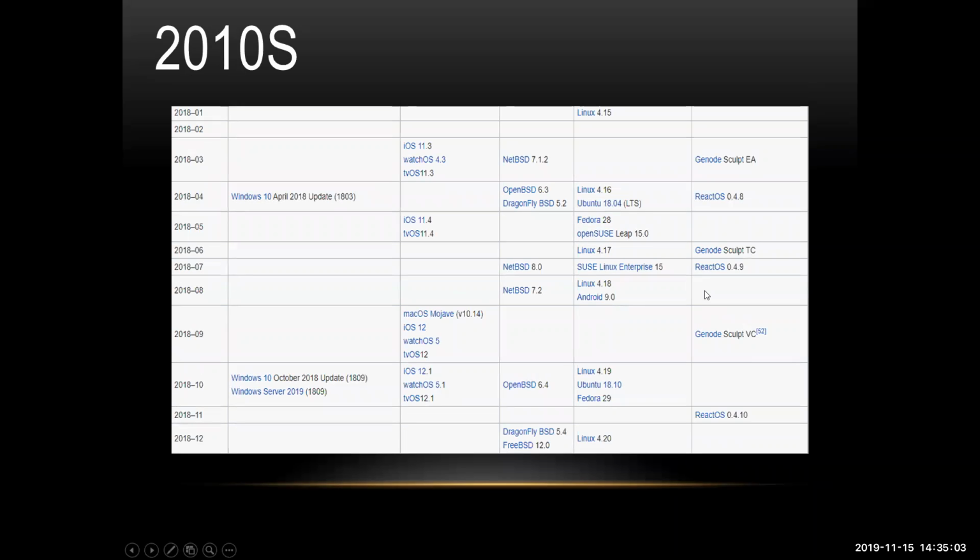And then for the year 2018, we started with Linux 4.15 the month of January. Then the month of March, we had iOS 11.3, WatchOS 4.3, tvOS 11.3, NetBSD 7.1.2, and Genode Scope EA.